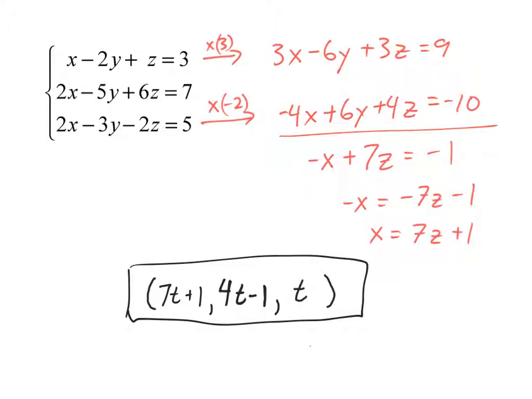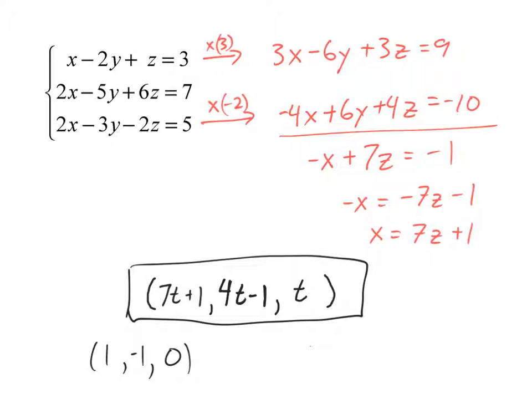So I'm going to plug in, let's say 0. So if I plug in 0 for t, then I'm going to plug 0 into this one and then into this one. So 7 times 0 is 0, plus 1 is 1. So x is going to be 1. And then I plug 0 into here, and that'll give me -1. So one correct answer is actually 1, -1, 0. And if I plug this into this, it will work.